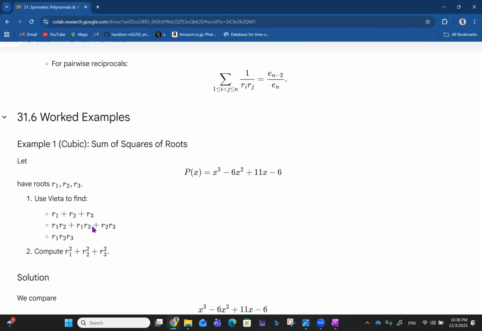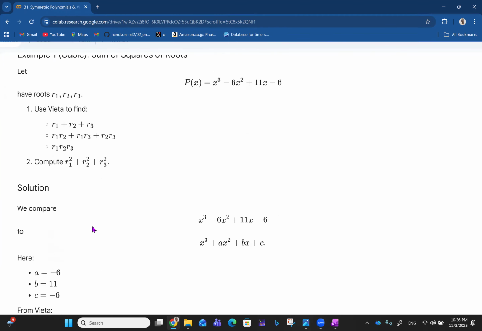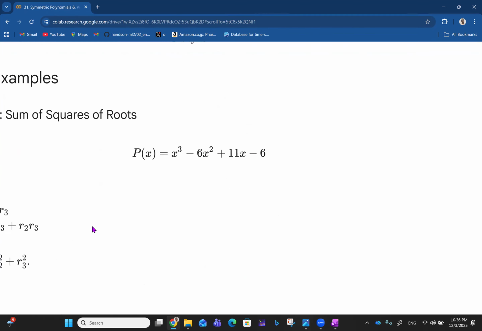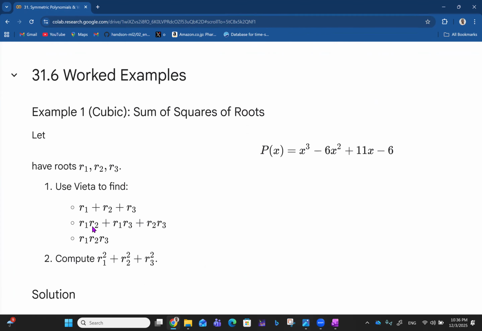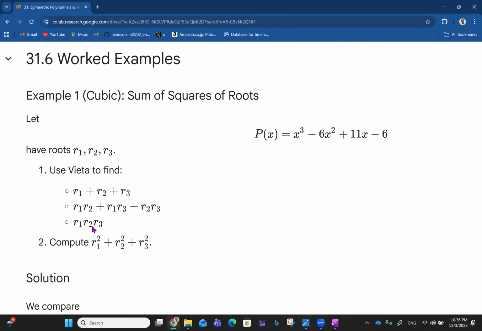So let's look at some worked examples to drive home the point we've been trying to make all this while. Example one, we talk about a cubic situation, like the sum of squares of roots. So imagine P of x is x cubed minus 6x squared plus 11x minus 6. This looks familiar, I think we've done this using factorization before. Of course, this is going to have 3 roots because it is cubic. So let this have roots R1, R2, R3.